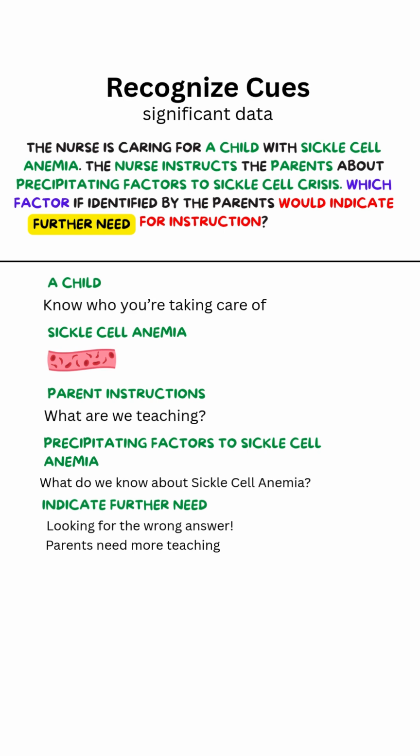So, here, we're taking care of a child with sickle cell anemia. We're instructing the parents about precipitating factors to sickle cell crisis. And it's asking which factor would indicate further need for instruction. So that's the significant data. And we want to just go through analyzing the significant data, pulling our nursing knowledge to the forefront. What do we know about sickle cell anemia? What are we teaching to these parents? What are we teaching about precipitating factors? And it's also asking us the indication for further need. So that's a negative event query, which means we're going to be looking for the wrong answer, right?